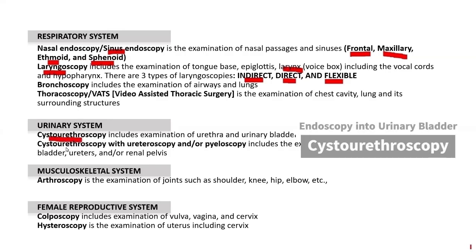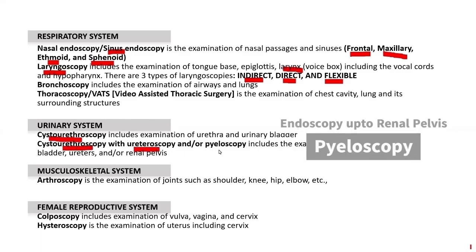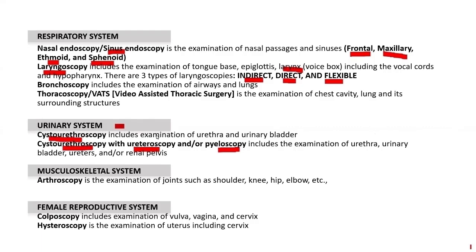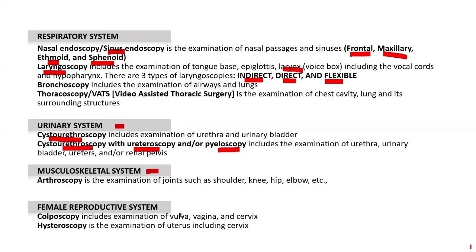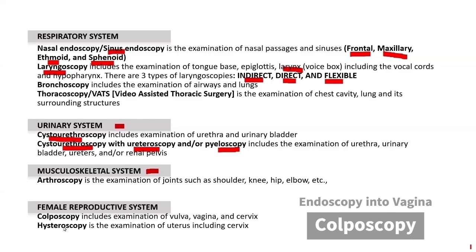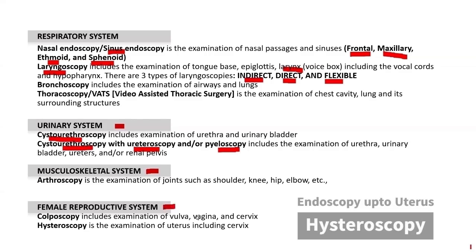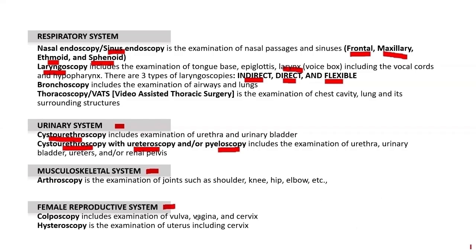Cystourethroscopy and cystourethroscopy with ureteroscopy and or pyeloscopy are the endoscopies related to urinary system. Arthroscopies are the endoscopies related to musculoskeletal system. Colposcopies and hysteroscopies are related to female reproductive system. These are the various kinds of endoscopies that we come across.